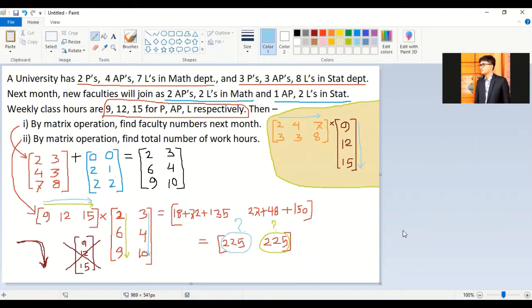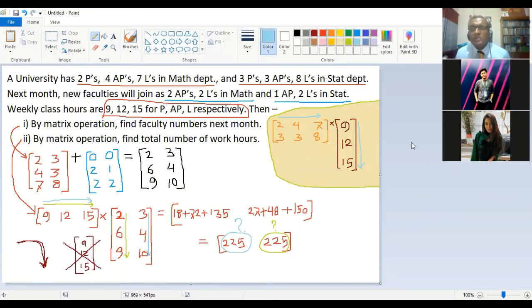That is the thing I want you to understand. How you write your matrices is up to you, but you have to follow the matrix operation rules. If you understand this, then you can apply your knowledge. If there is any gap or limitation in your understanding, then you will face some problems.